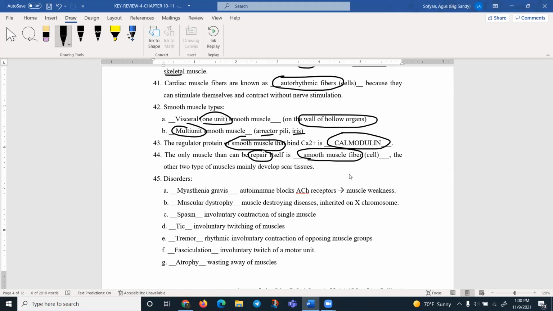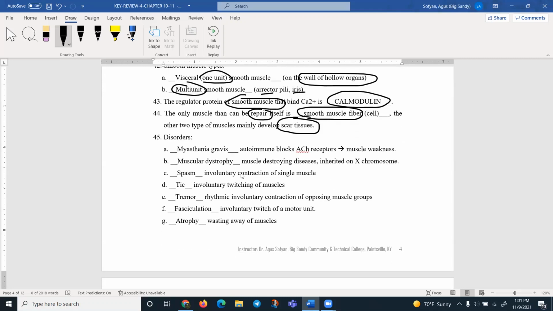The other two types of muscle, skeletal muscle and cardiac muscle, cannot be repaired. When broken, they become scar tissue. So if someone has a lot of dead cardiac muscle, they require heart transplantation. Otherwise, they will die.